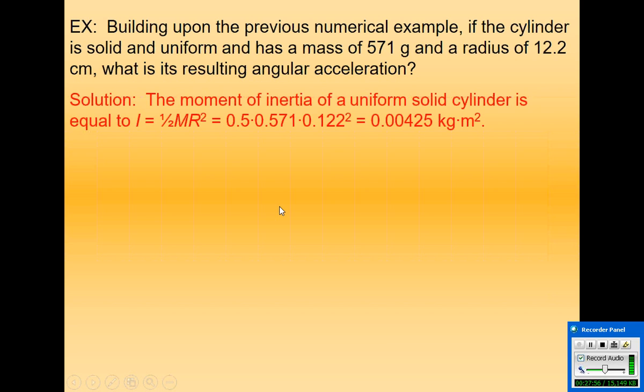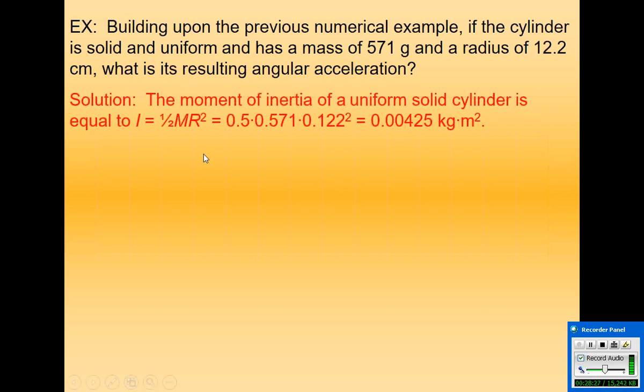Finally, I want to go over an example, a numerical example, that builds on the previous one. Remember, from the previous problem, we had that solid cylinder on which the two torques were acting. The cylinder, we're going to say, has a mass of 571 grams and a radius of 12.2 centimeters, and ask what must be the angular acceleration as a result of those two torques.